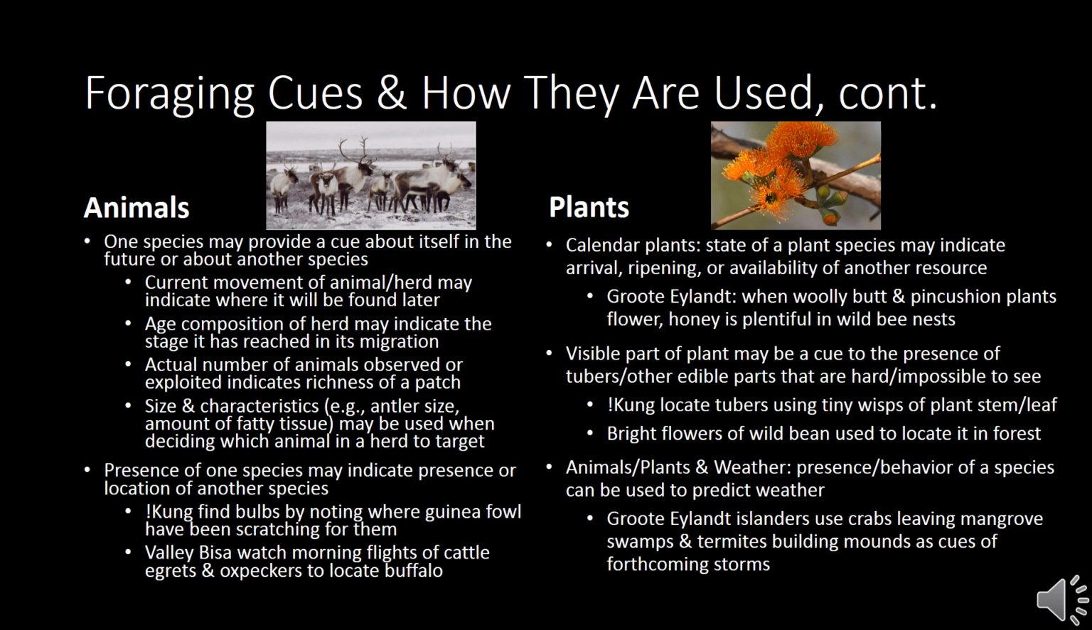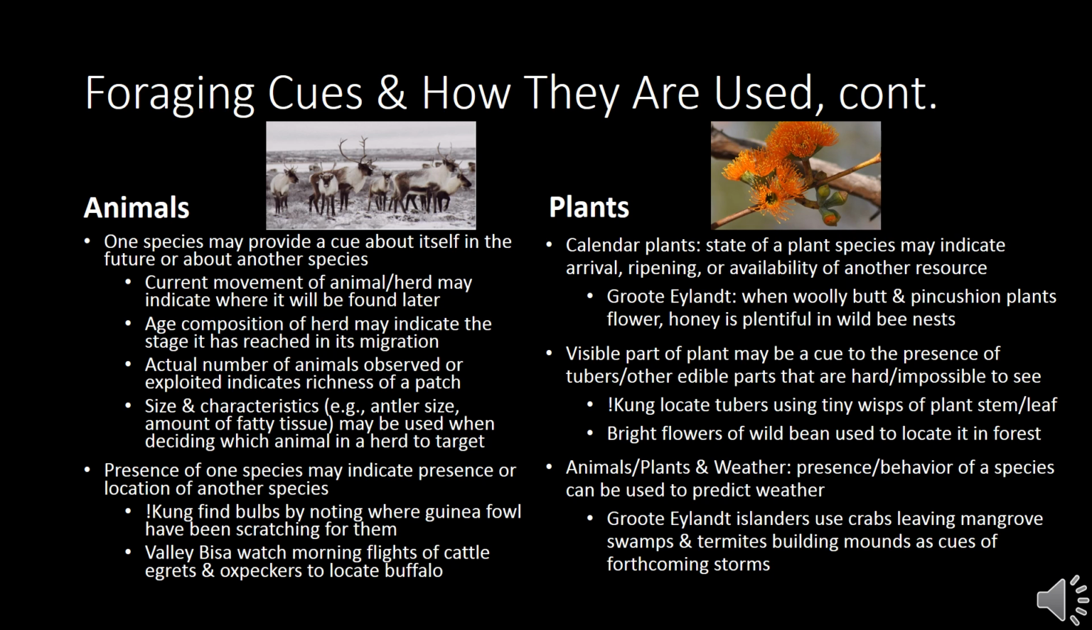For example, on Groot Island, the woolly butt and pincushion plants flower at the same time that honey is plentiful in wild bees' nests. The visible part of a plant may provide a cue to the presence of tubers or other edible parts that are difficult to see or not directly visible. A case in point is the wild bean, whose bright flowers enable it to be detected in the scrub forest.